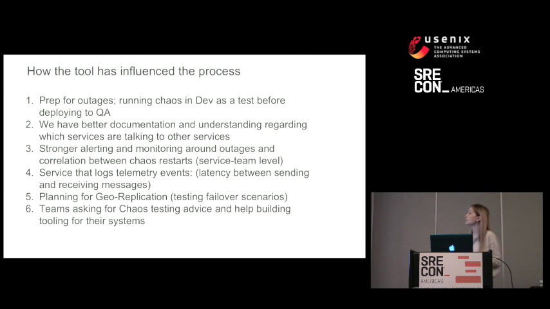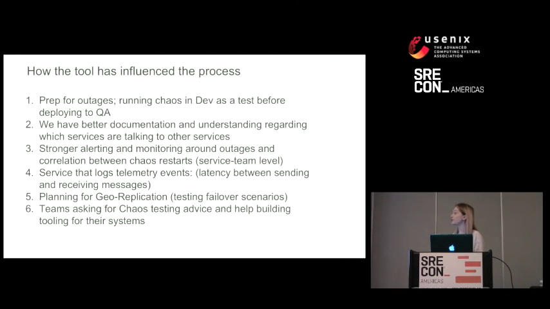Over time, teams started prepping for outages a little bit more. They were running chaos in dev as a test before deploying to QA. It led to a lot better documentation and understanding of which services were talking to other services. There was stronger alerting and monitoring around outages and correlations between chaos team restarts on a service team level. And it actually led to the creation of a new team at Jet as well, a team that logs telemetry events and latency between sending and receiving messages. My chaos team and that team were sister teams in that regard.